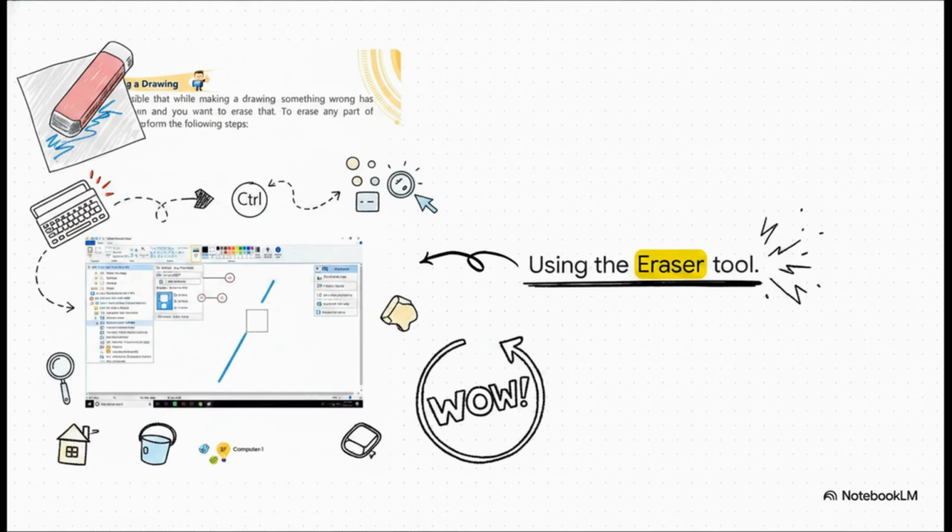But look at the wow facts for this one. It says, continue to click the Control and then plus or minus until the eraser gets larger or smaller. That is an amazing keyboard shortcut. You don't even have to use the menu to resize it.